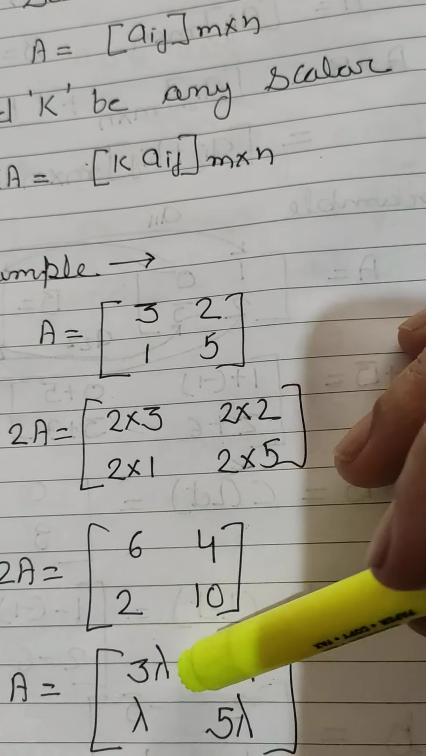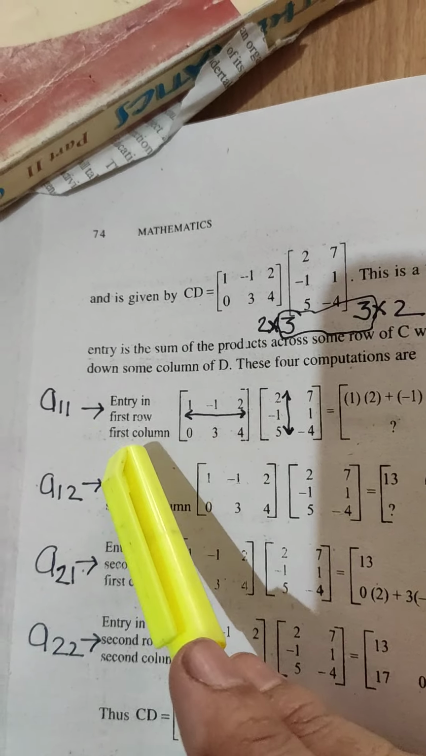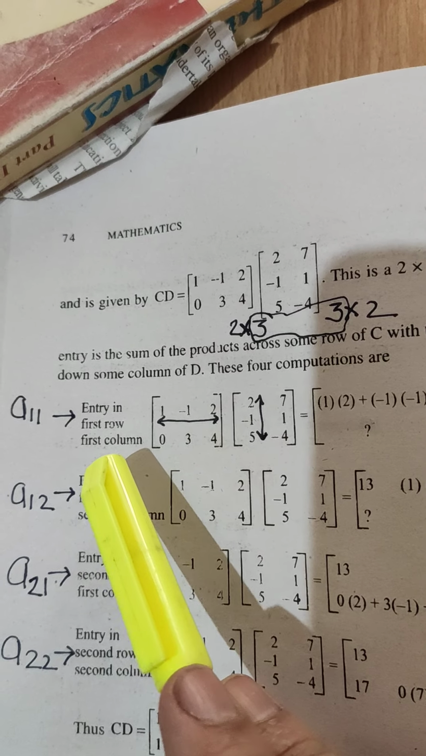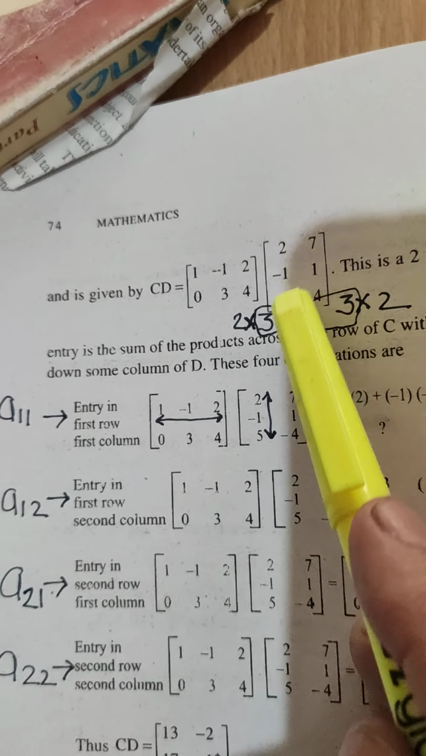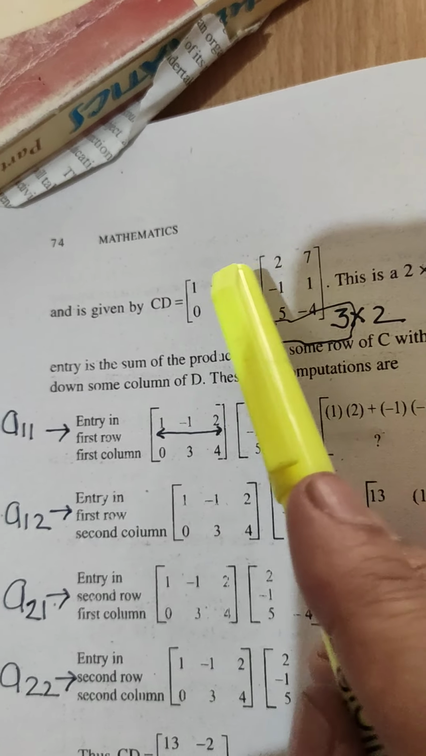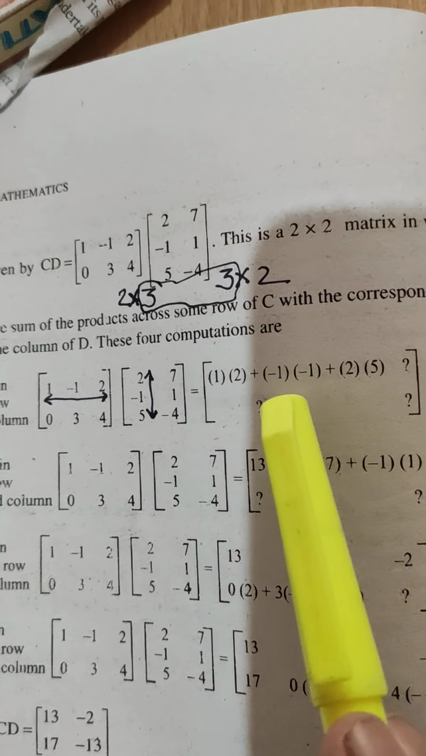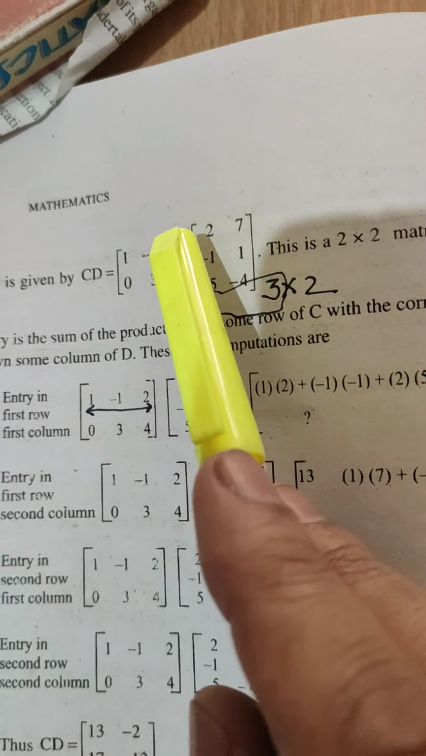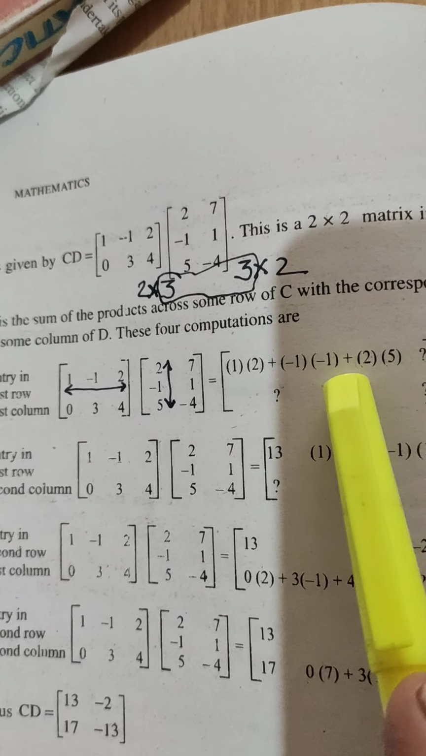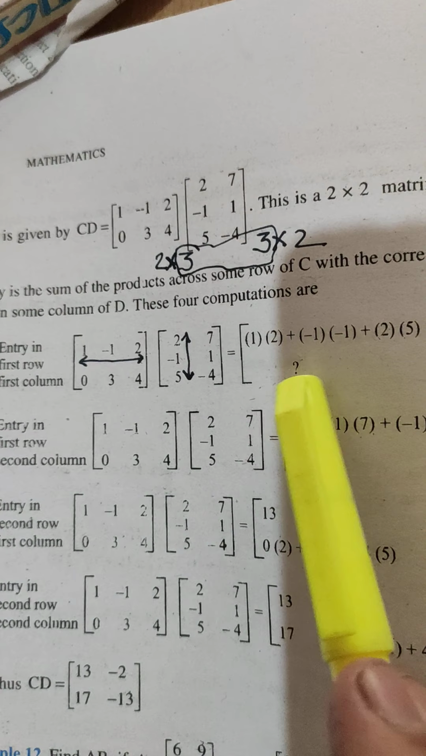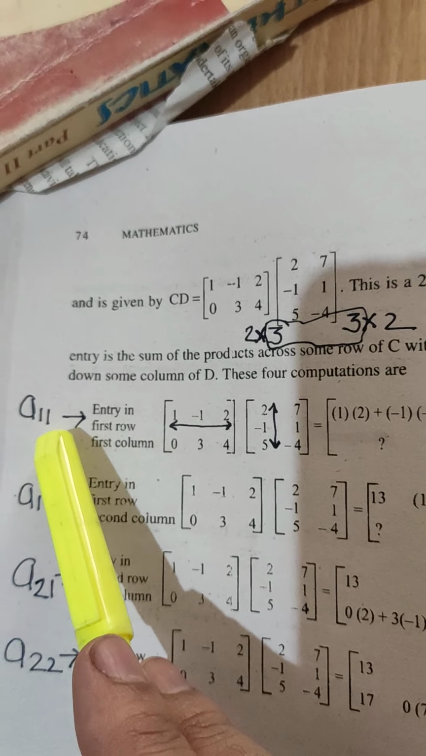We are finding the value of a11 in the resultant matrix. a11 means first row and first column. So when we are finding the entry in the first row and first column, we take the first row of the first matrix and the first column of the second matrix, and multiply their corresponding elements. All of you observe how we are multiplying: 1 multiplied by 2, plus minus 1 multiplied by minus 1, then 2 into 5. Simplify it. What result are you getting? 13. So we have calculated the value of a11. How have we calculated it? Once again we are revising.